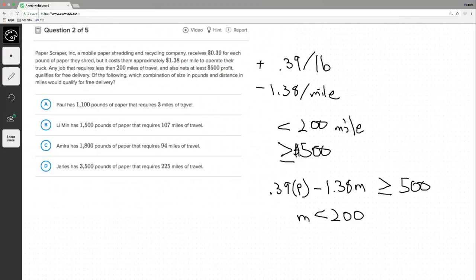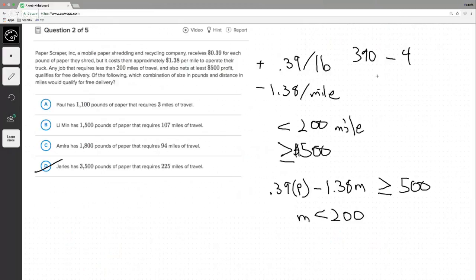Okay, so now let's make sure, right off the bat, let's cross off D. This is 225 miles. That's crazy. That's too big. Now let's look at these other answers. So now we've got 3 miles of travel. If we have 3 miles of travel, I can approximate this really quickly, and that's about $4. So this would be like minus $4. And then we've got 1100. Let's just pretend it's 1,000. 1,000 times 0.39 is 390.